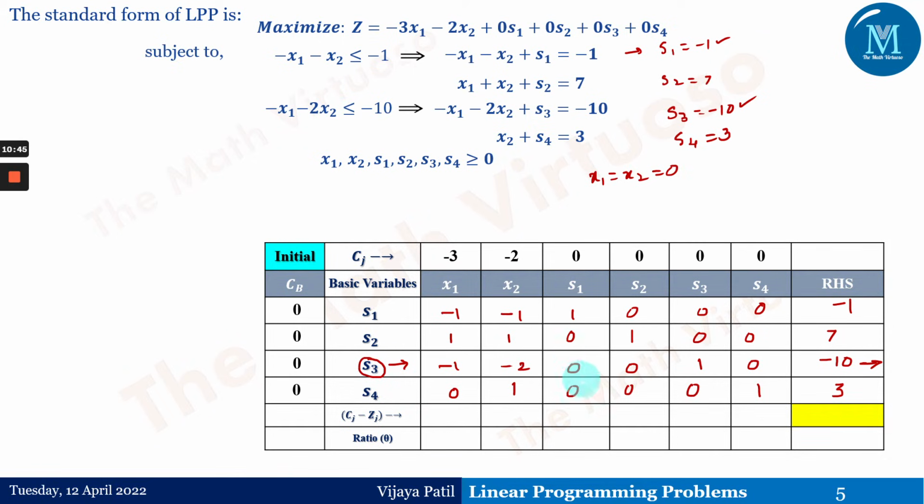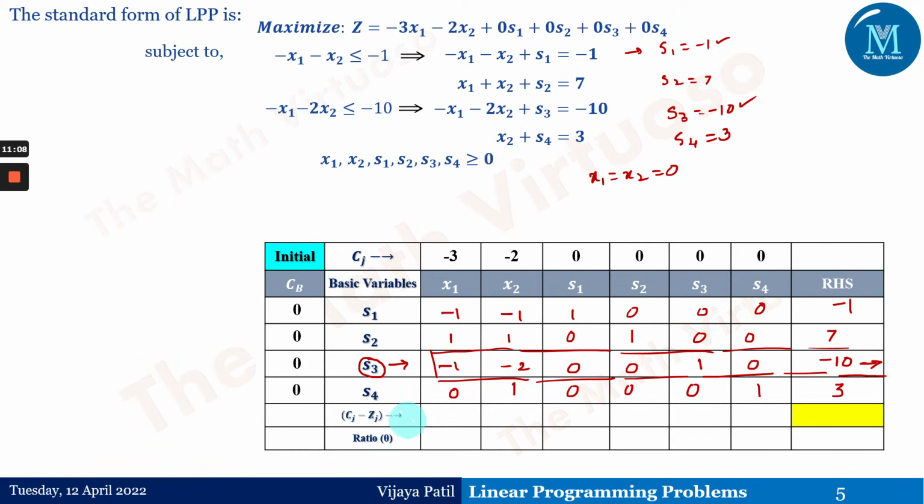Now, which variable is entering is decided using the values of theta. Before that, we have to go ahead with the Cj minus Zj. Now this particular third row becomes the pivot, or you can say key row. Third row as the key row.